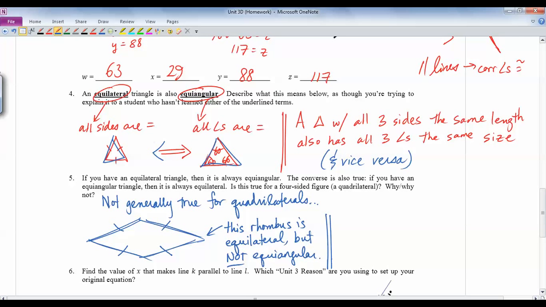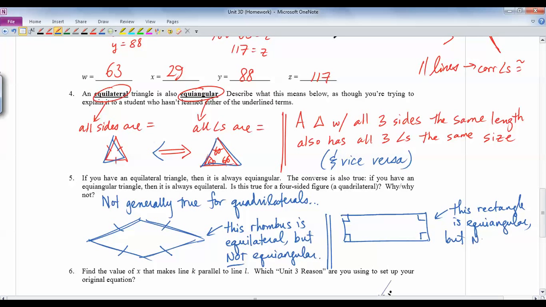And then if you wanted to do the opposite, what if all four angles were the same, but the sides aren't all the same? Well, try a rectangle, a long, thin one, right? So all four angles are the same, so this rectangle is equiangular. All four angles are 90, but not equilateral, because not all four sides are exactly the same length.